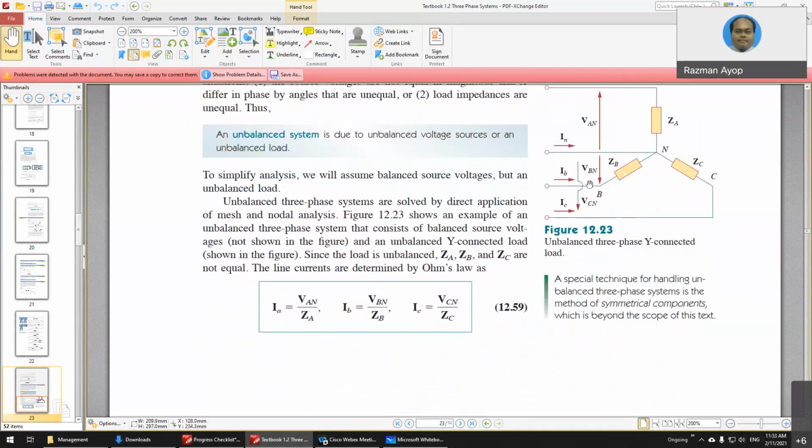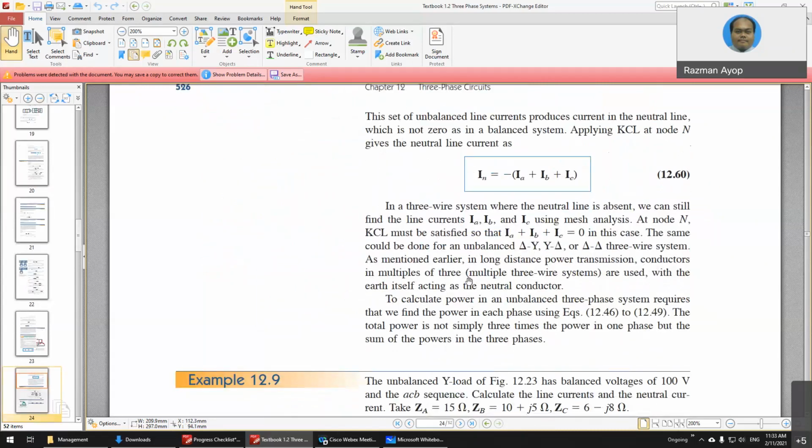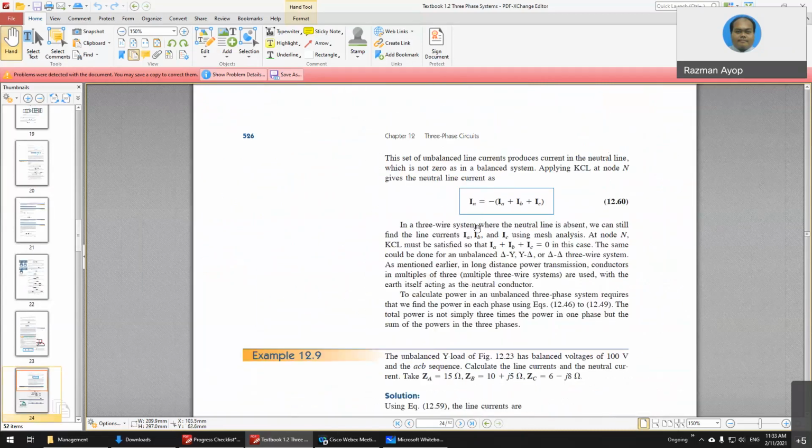Okay, so for this case, instead of just using one parameter, you have to calculate for each line. So this one is line phase current. Phase current is equal to the phase voltage divided by the individual load. So you have to calculate one by one using Ohm's law. And for this case, this is for the star-star connection with 4 wire.